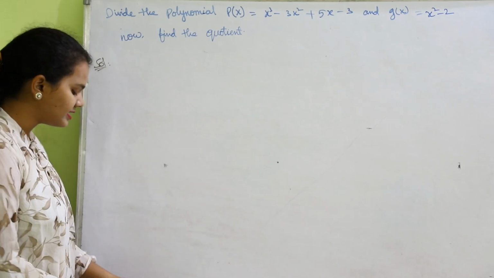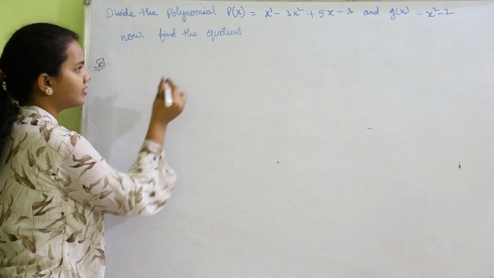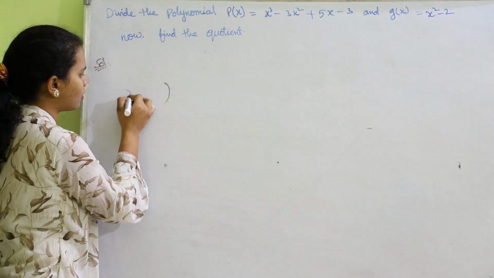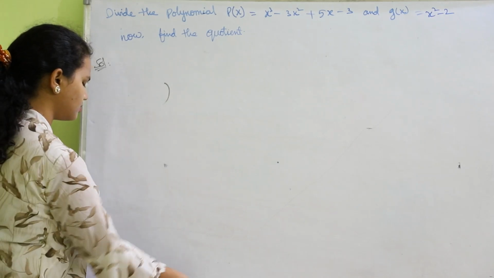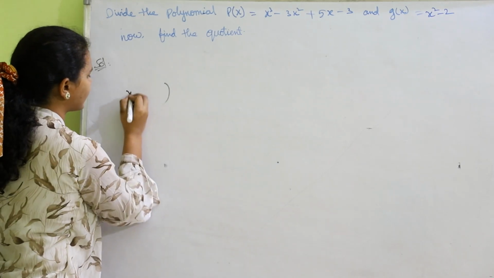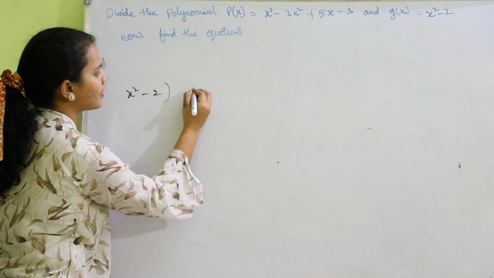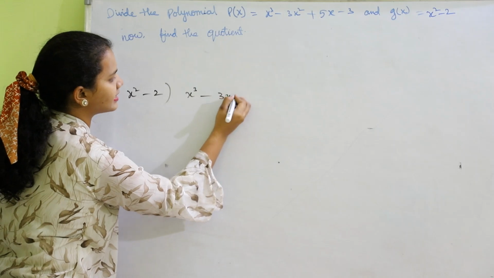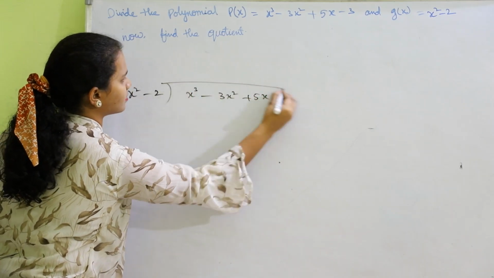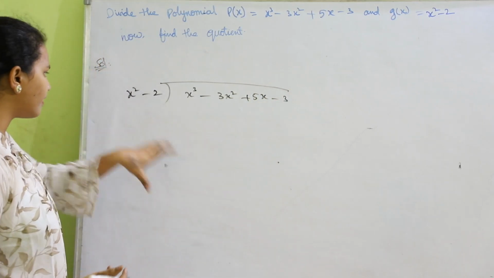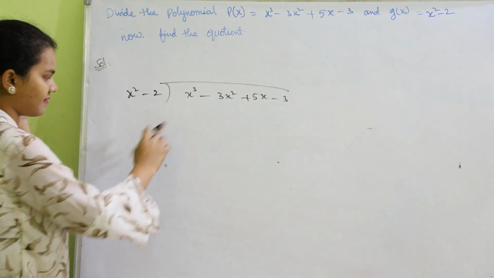So let us divide this. Try to divide it. What is the g of x value? It is already given: x square minus 2, right? And what is the p of x value? x cube minus 3x square plus 5x minus 3. Now let us divide it and find the coefficient for this given one.